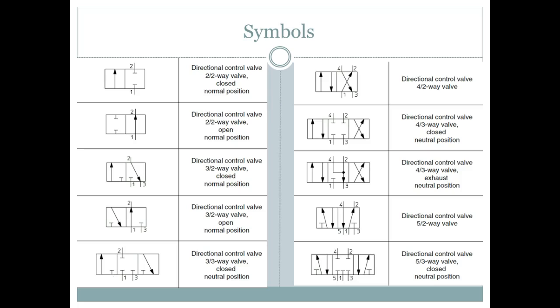Your pressure port's real nice because it's not going to be given a number. It's going to be called P. Your return port is going to be called E if it's pneumatic. It's going to be called T if it's hydraulic, because with hydraulic we have to return the liquid back to the tank, right?